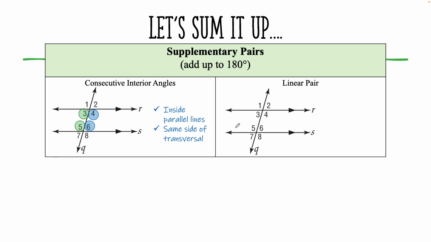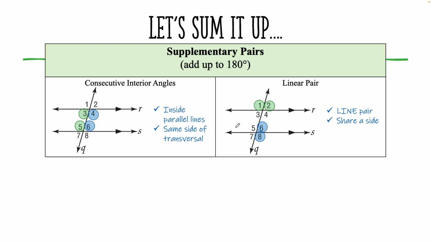We also learned a couple lessons ago about linear pairs, like 1 and 2 and 6 and 8. Those are also supplementary. They add to 180. And just to remind you, a linear pair, you can think about it as a line pair. And they share a side, come off the same line. So those are supplementary pairs.